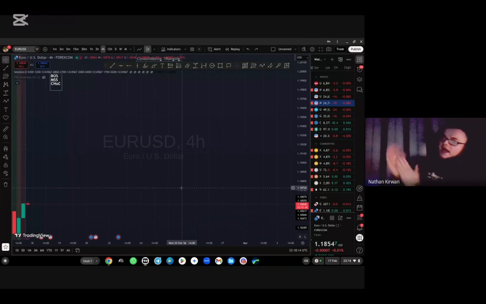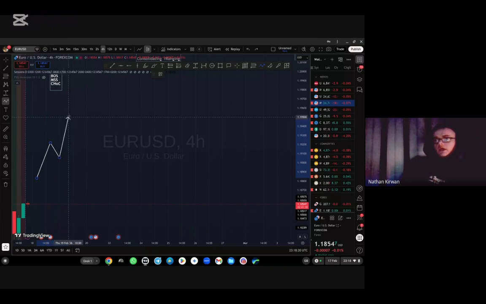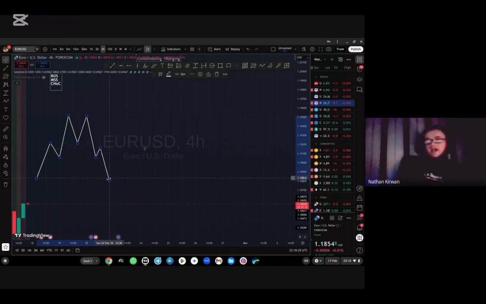Equal highs and equal lows is what it was. An equal high in the market is when this high is the same as this one, and then price goes up and does its thing. These act as a very strong draw on liquidity.